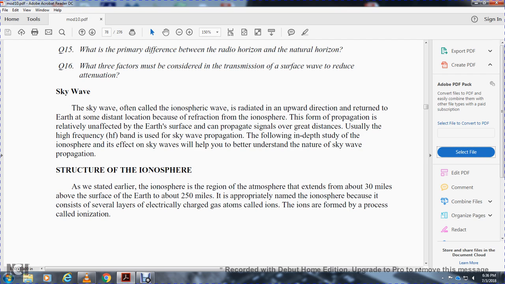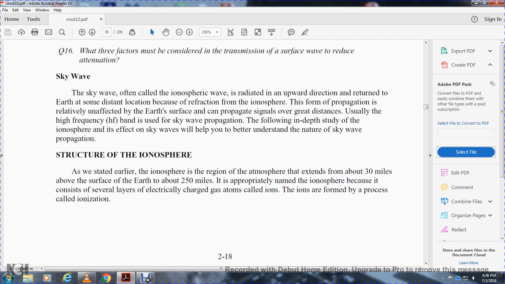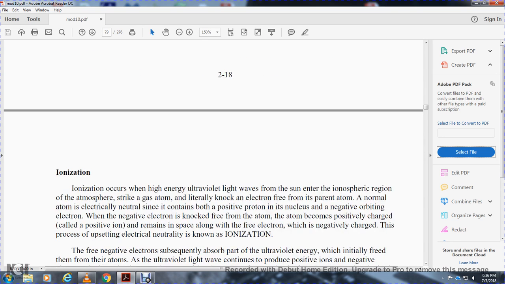All right, structure of the ionosphere. The ionosphere is the region of the atmosphere that extends from about 30 miles above the surface of the Earth to approximately 250 miles. It is named the ionosphere because it is composed of several layers of electrically charged gas atoms called ions. These ions are formed by a process called ionization.